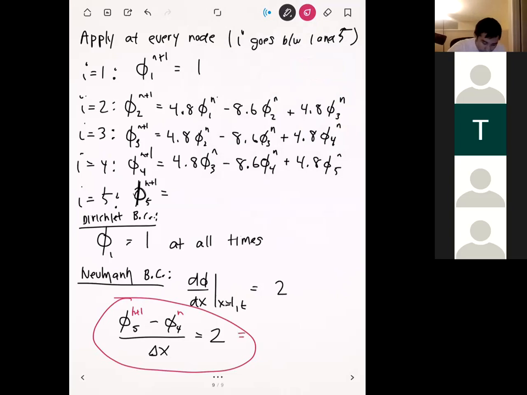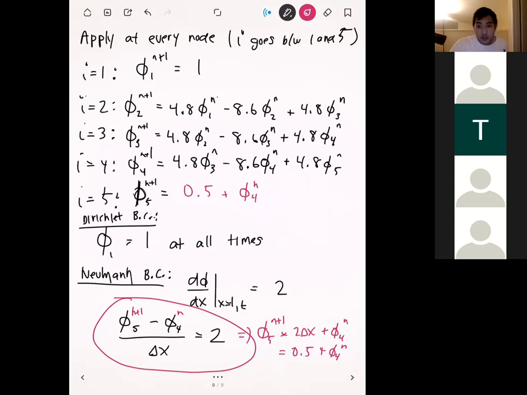If we solve this equation for phi 5 n plus 1, we get phi 5 n plus 1 is equal to 2 delta x plus phi 4 n. For this particular problem, since delta x is 0.25, what we get is 0.5 plus phi 4 n. All right, and with that, we have our 5 equations that we can use to advance this system forward in time.